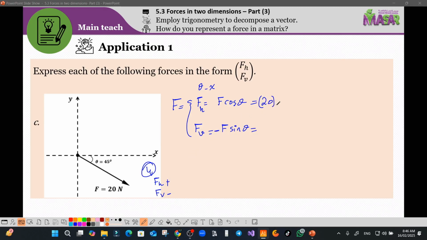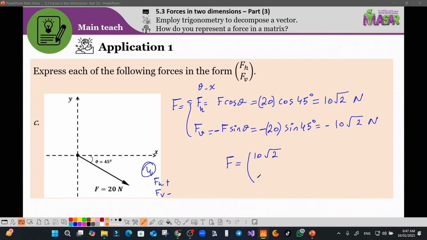The F is 20 multiplied by cosine 45 degrees, and minus 20 multiplied by sine 45 degrees. So the answers are 10 radical 2 Newton and minus 10 radical 2 Newton. Final step, the matrix notation: 10 radical 2 is for the x component, minus 10 radical 2 for the y component.